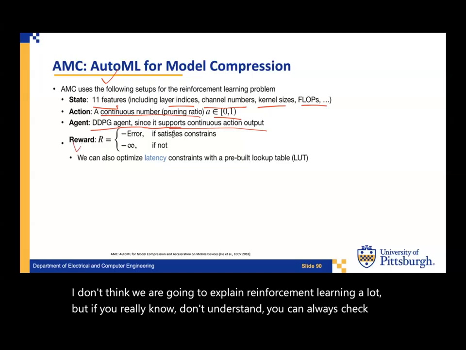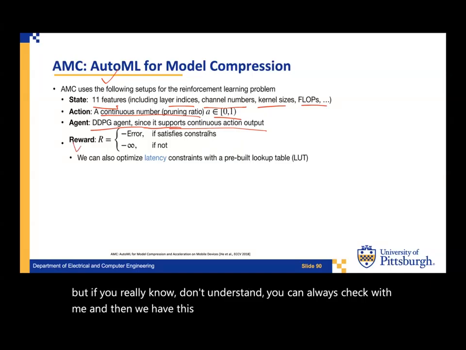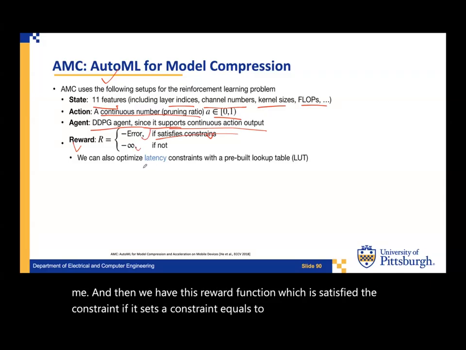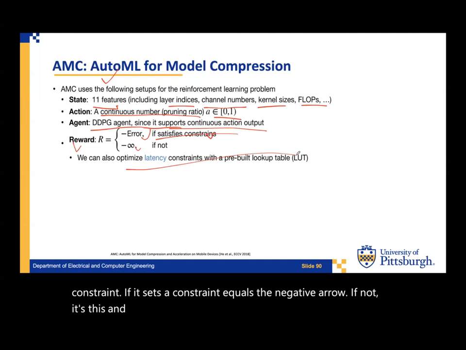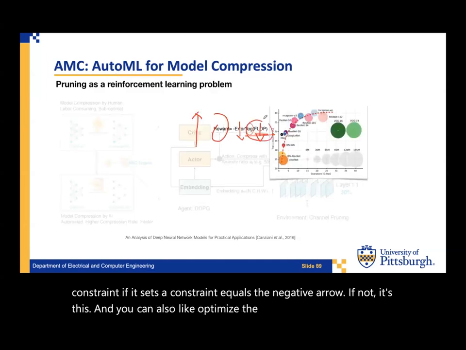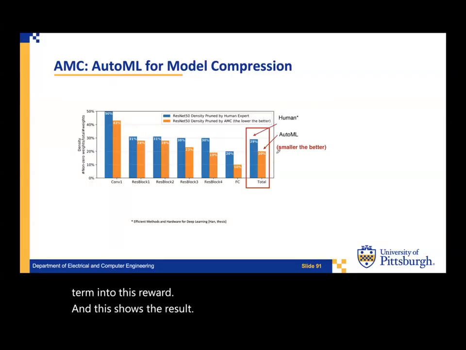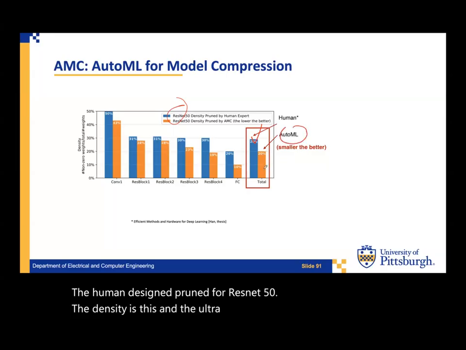And then we have this reward function, which satisfies the constraint. If it satisfies the constraint, the reward equals negative error; if not, it's this. And you can also optimize the latency by adding another term into this reward. And this shows the result. The human designed pruning for ResNet-50 has this density, and the AutoML can find a smaller network essentially.